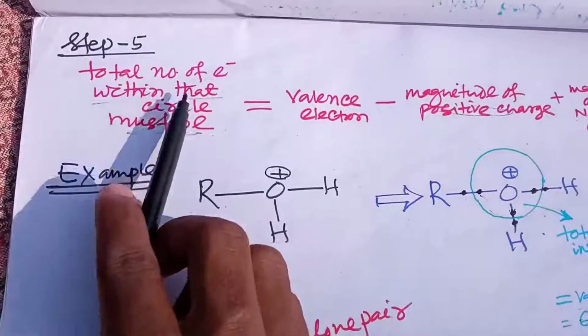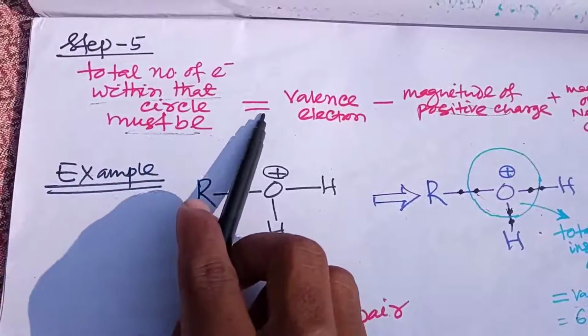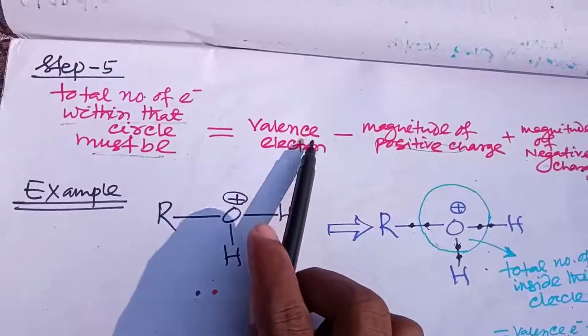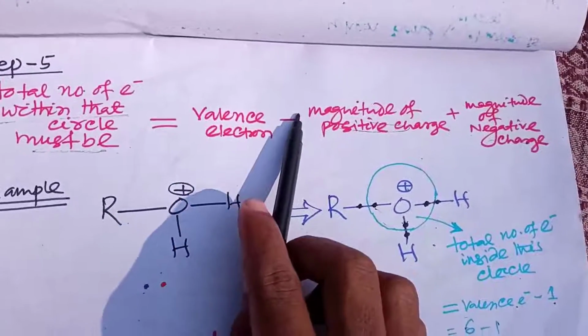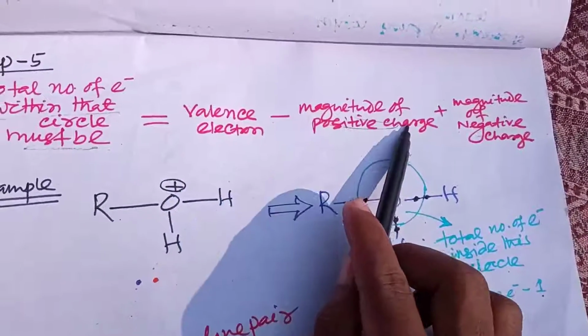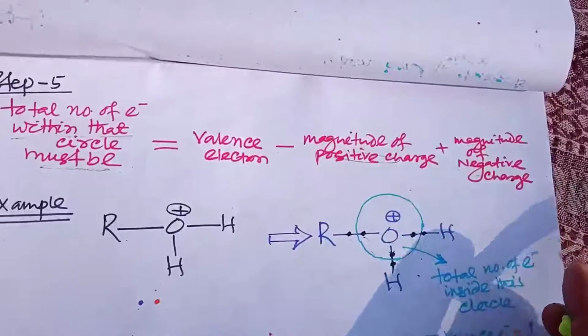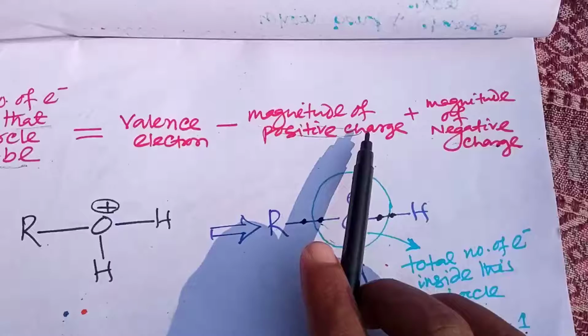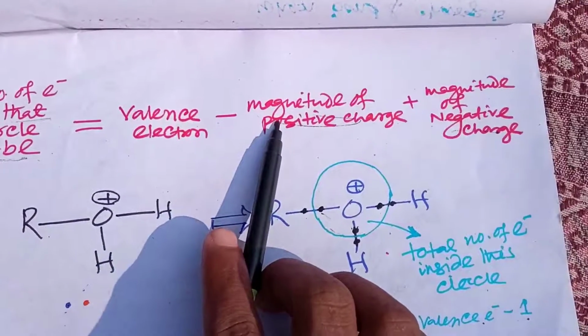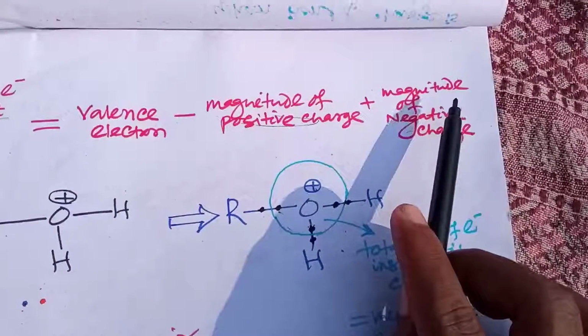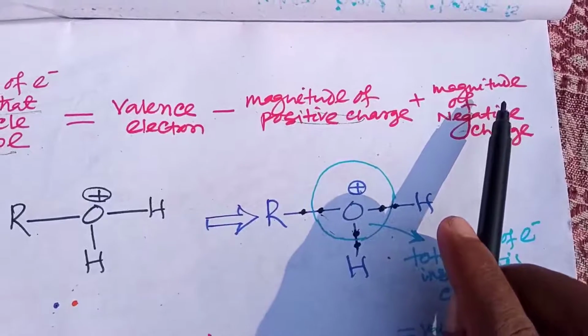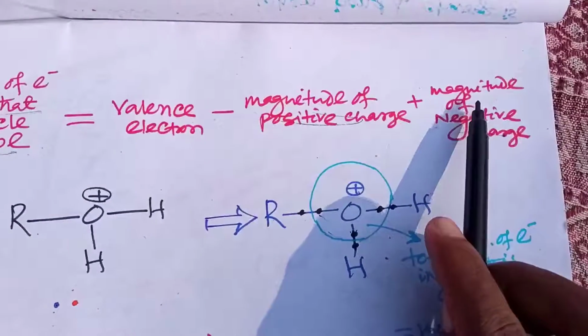The total number of electrons within that circle must be equal to the valence electrons of that particular atom minus the magnitude of positive charge plus the magnitude of negative charge present on that atom. If the atom has a positive charge, then you have to subtract its magnitude, and if the atom contains a negative charge, then you have to add its magnitude.